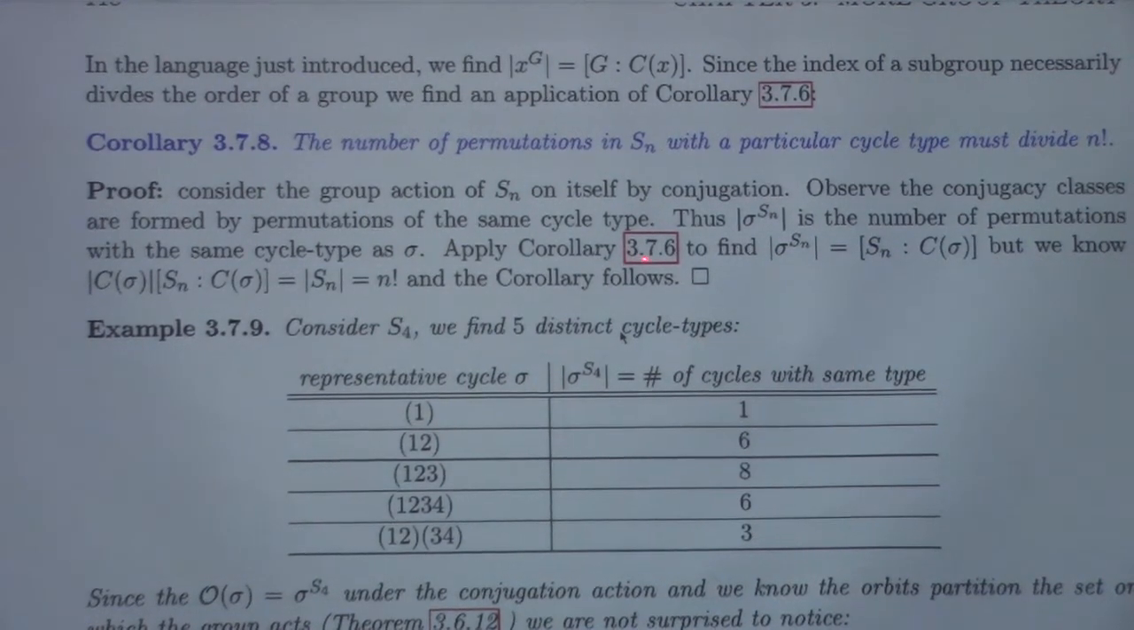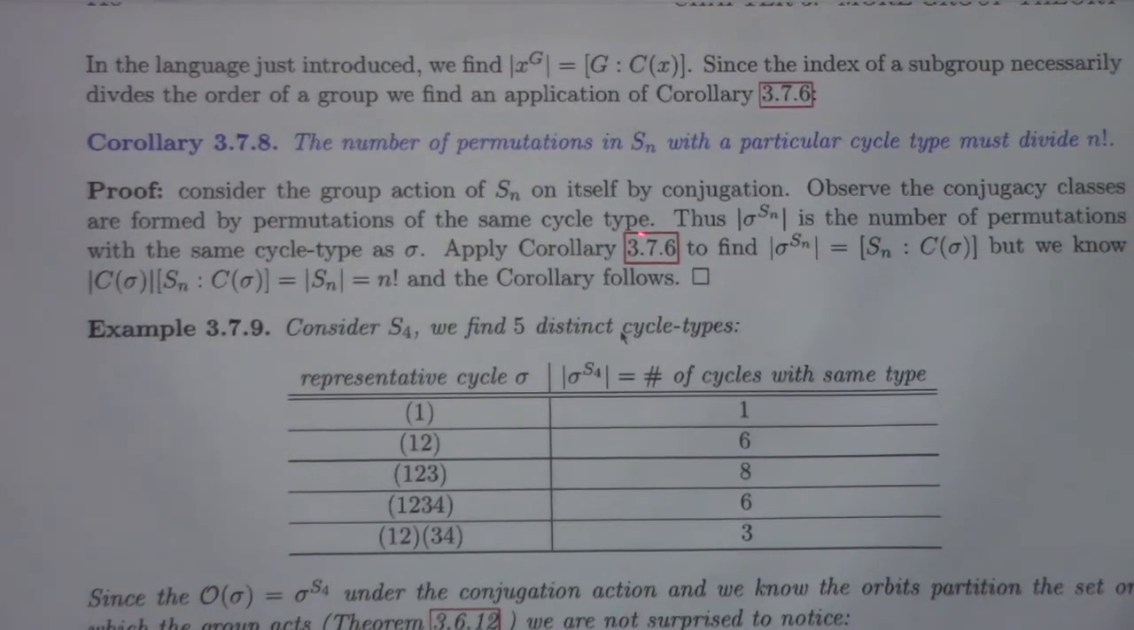Corollary 3.76 says that the order of the conjugacy class is equal to the index of the centralizer of sigma with respect to Sn. But we know that the order of the centralizer subgroup times the index of the centralizer subgroup of sigma is equal to the order of Sn, which is n factorial. And so, what does that say? It says the number of permutations of a particular cycle type, which is the size of the orbit, has to divide n factorial, which is the corollary.